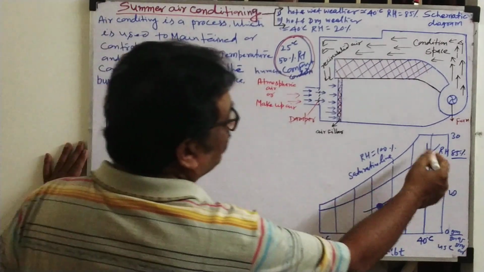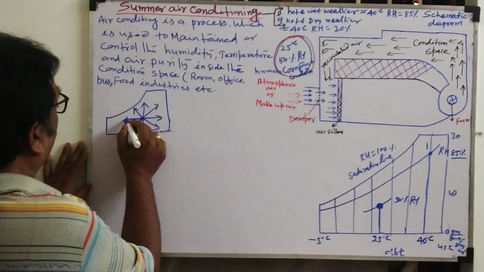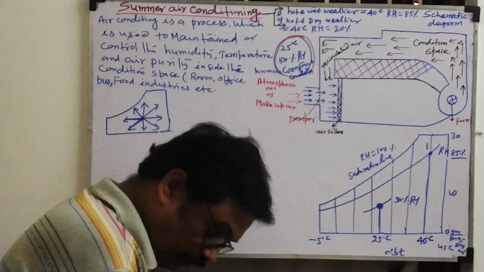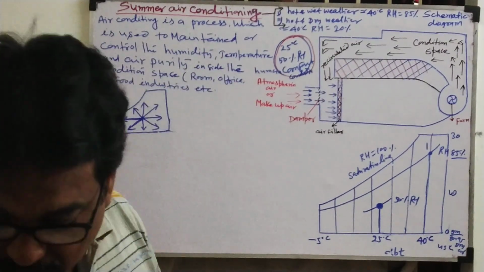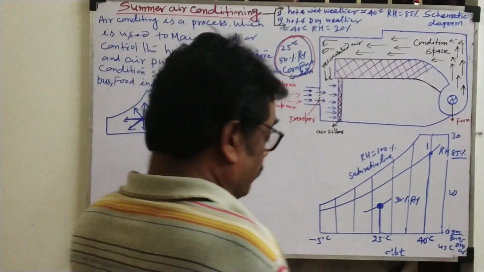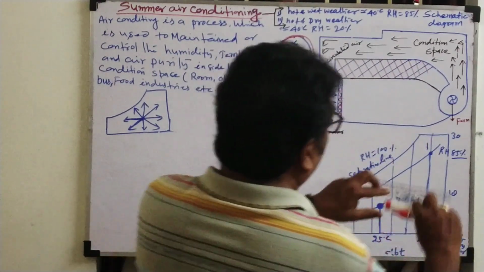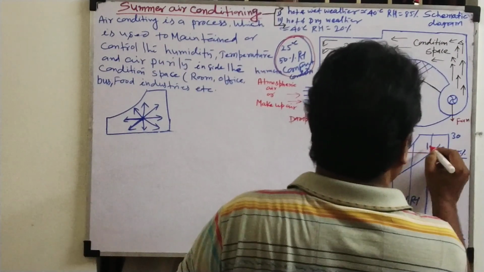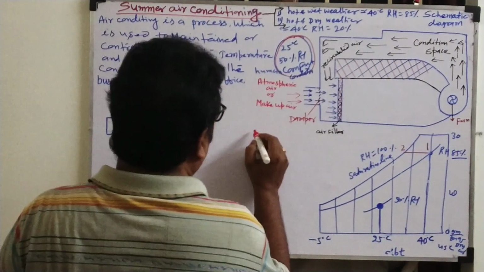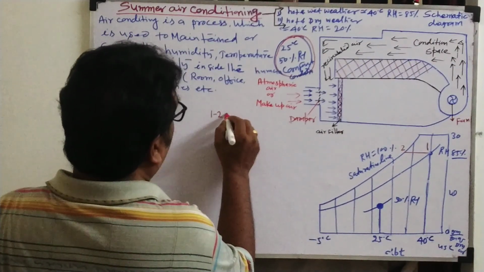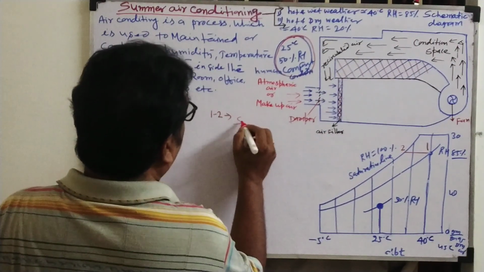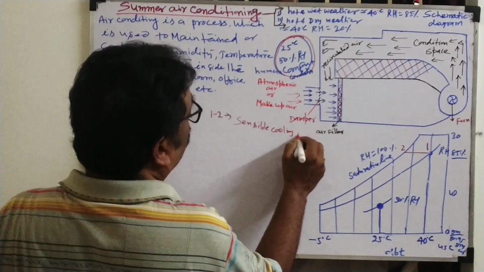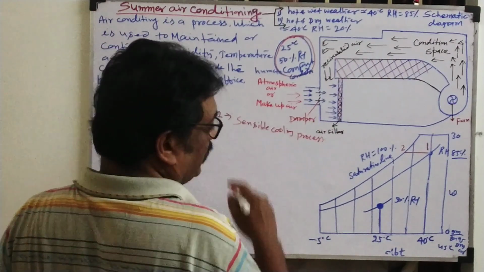So they utilize 3 processes here. First they adopted a cooling process. What is the cooling process? You see here. The first process is the sensible cooling process. So we'll draw this line, 1 to 2. What is the 1 to 2 process? The 1 to 2 process is the sensible cooling process.